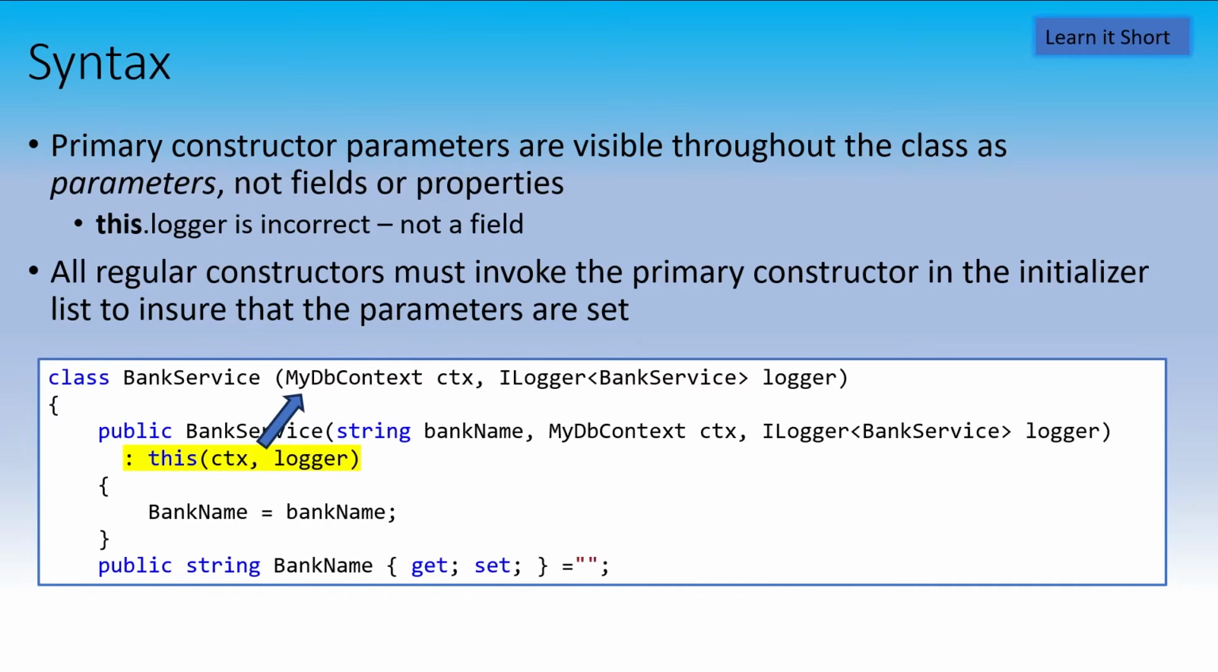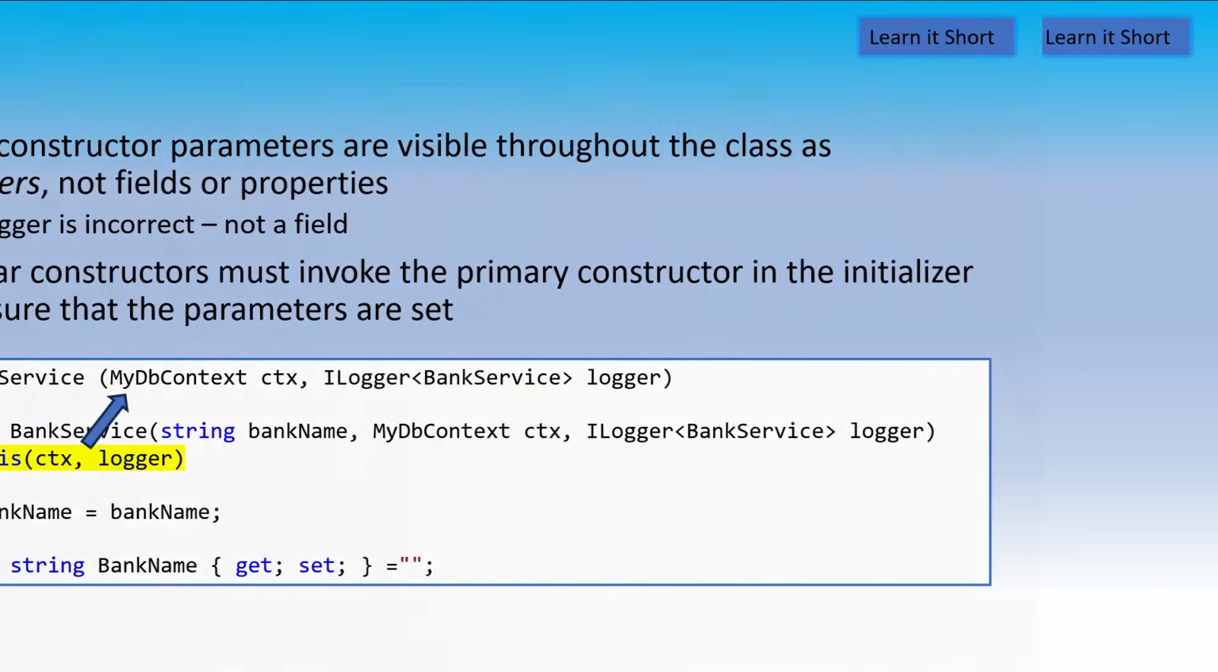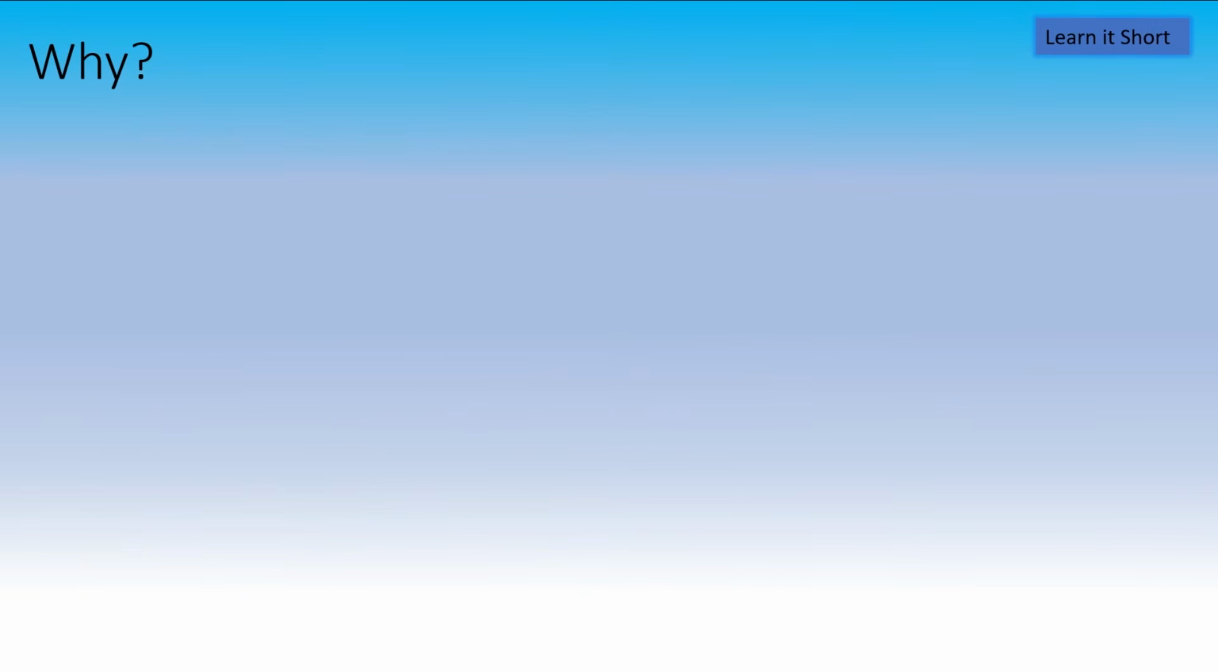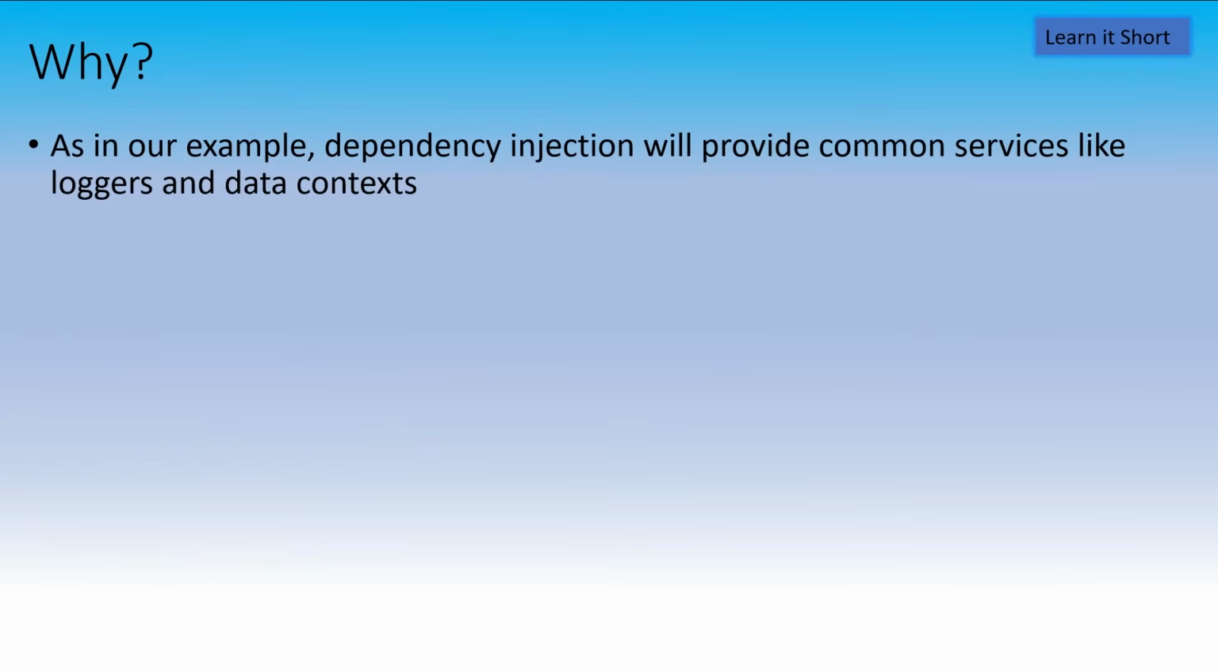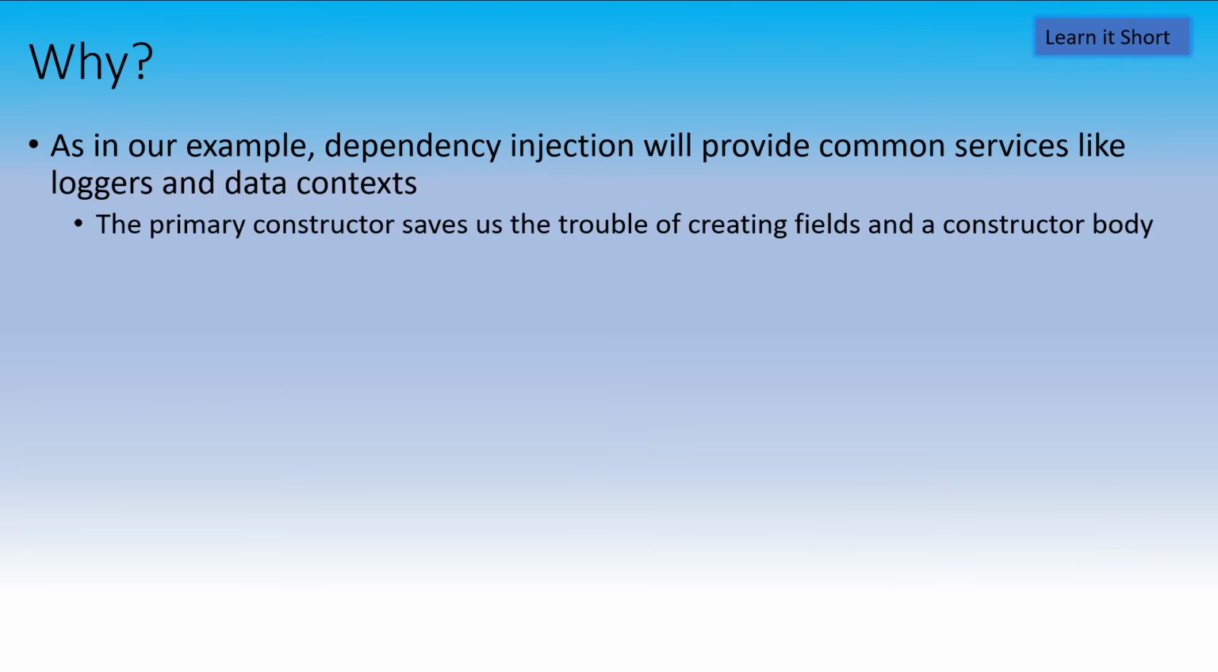Now you might be asking, why the primary constructor? What's the purpose? Well, in the first example, in a lot of cases in dependency injection, we might pass in a context and a logger. The primary constructor saves us about 4 or 5 lines of code because we don't have to create the fields and we don't have to create the constructor body.